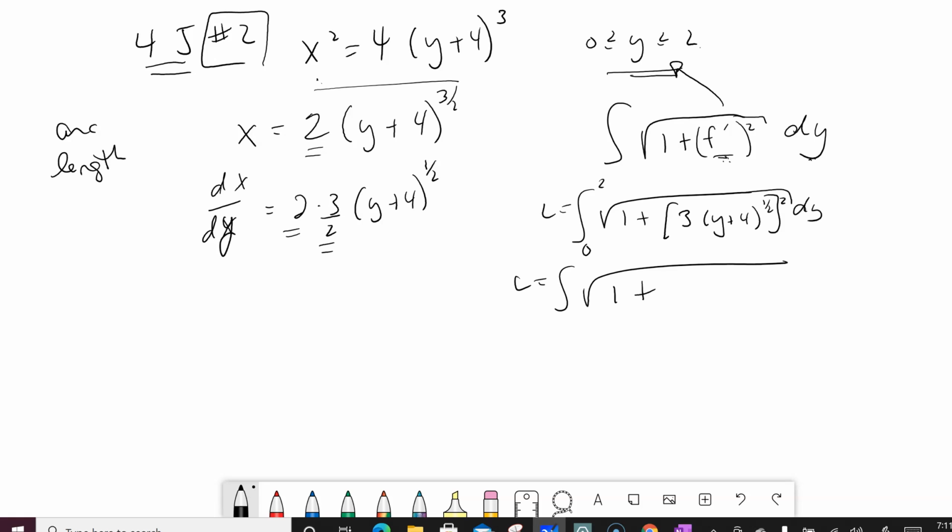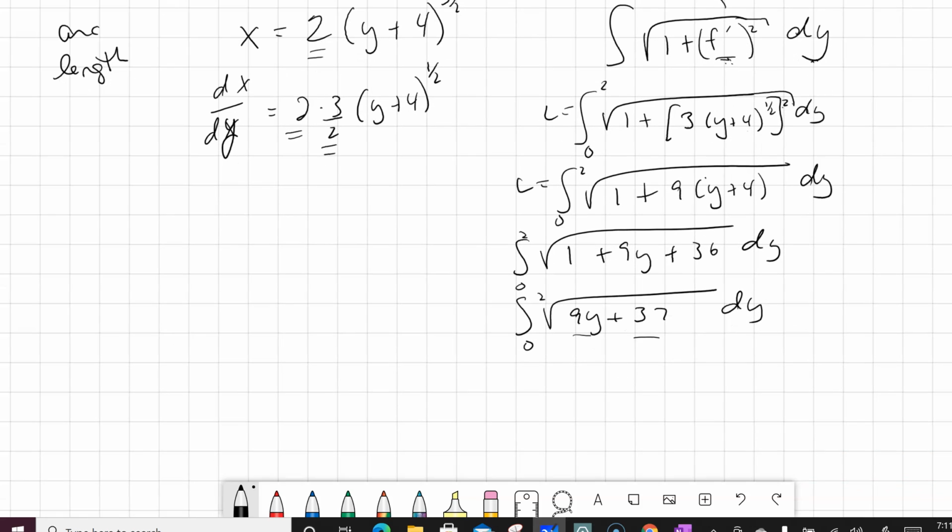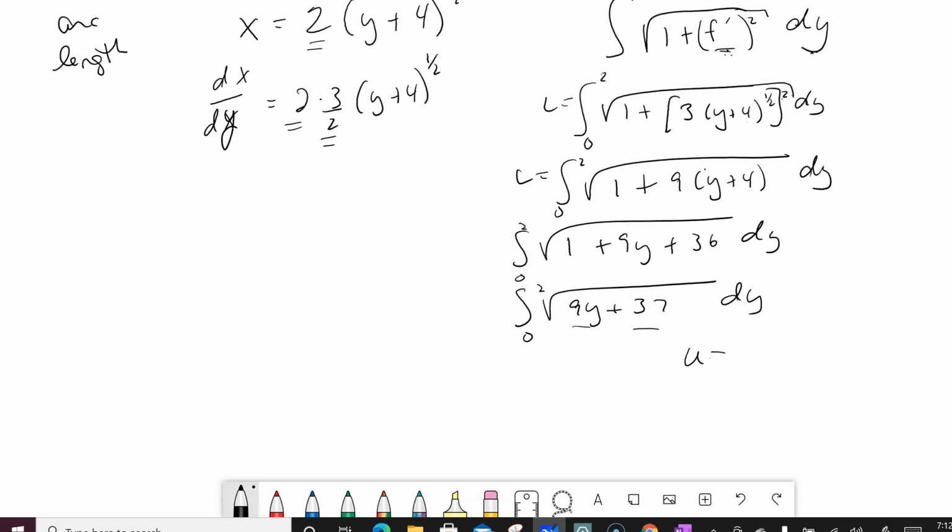So 1 plus, squaring each term, 9, and then the square root squared just gives me y plus 4, dy. I'm going to multiply that out. So I get 9y plus 36, from 0 to 2. I've got like terms in here, so I've got 9y plus 37 dy. This only has 2 terms in it, so I'm going to think and evaluate if an easy u substitution would be appropriate. And it is. So u equals 9y plus 37. du is 9 dy, so 1/9 du is dy.